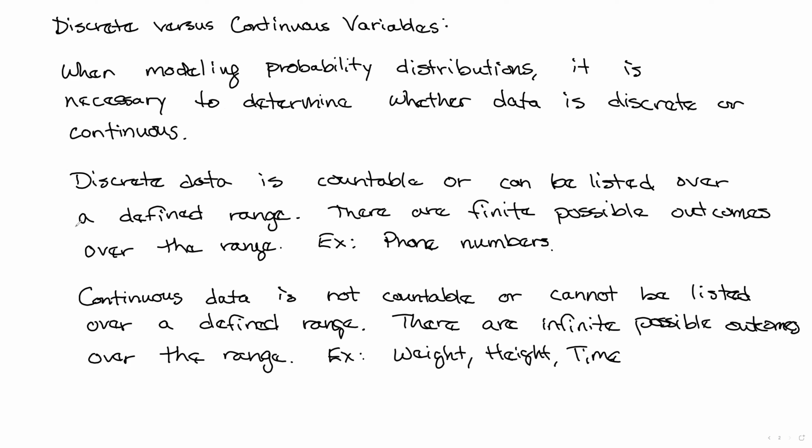So that's the way you want to think about it: are there finite possibilities? Is there a limited number of possible outcomes? Could you go through and count them or write them down, even if there were a lot? If so, then that's discrete. If it's not countable, can't be listed, has infinite outcomes, and you can always add more decimal points to get even more accurate, then that's continuous. That's the difference between the two.